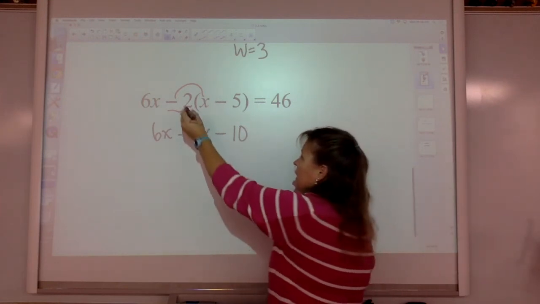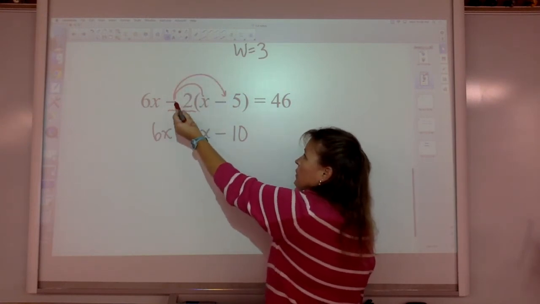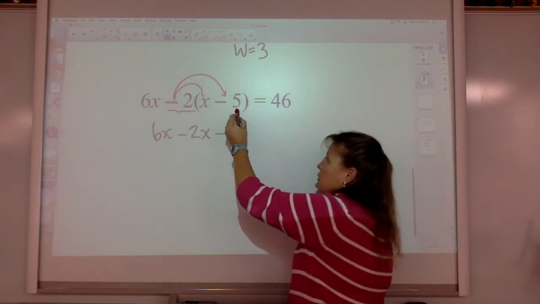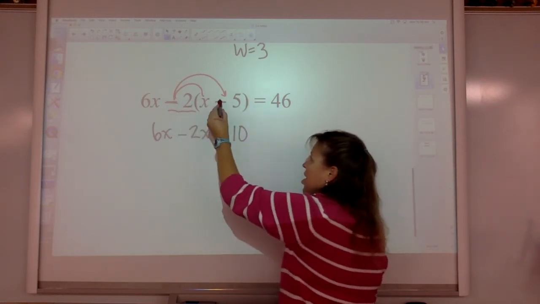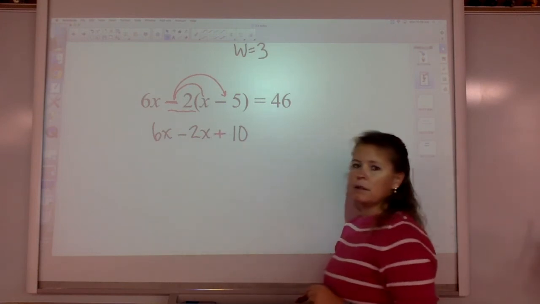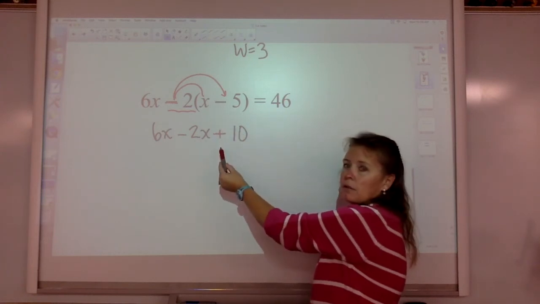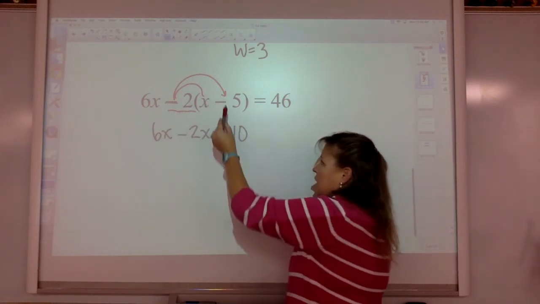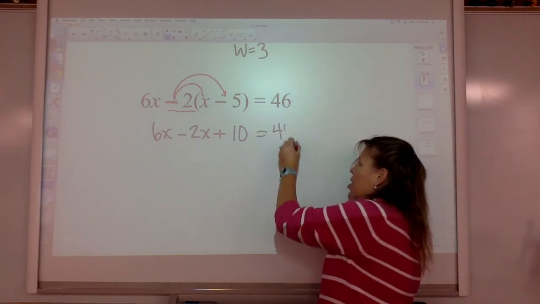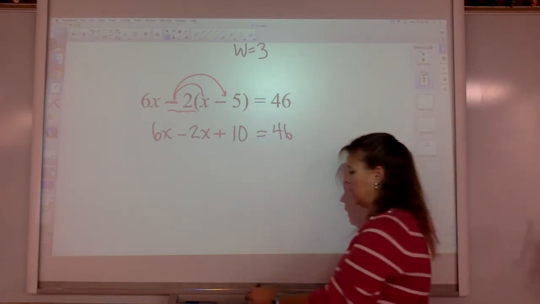You are taking a negative 2 times a negative 5, or remember we've talked about this as the opposite. What's the opposite of 2 times negative 5, or what's a negative times a negative? That should be a positive 10. So many common mistakes of just dropping down that negative, when really it's a negative times a negative, which is a positive. If you get that part wrong, it's going to throw off the whole rest of your problem. So be careful with the negative times the negative.